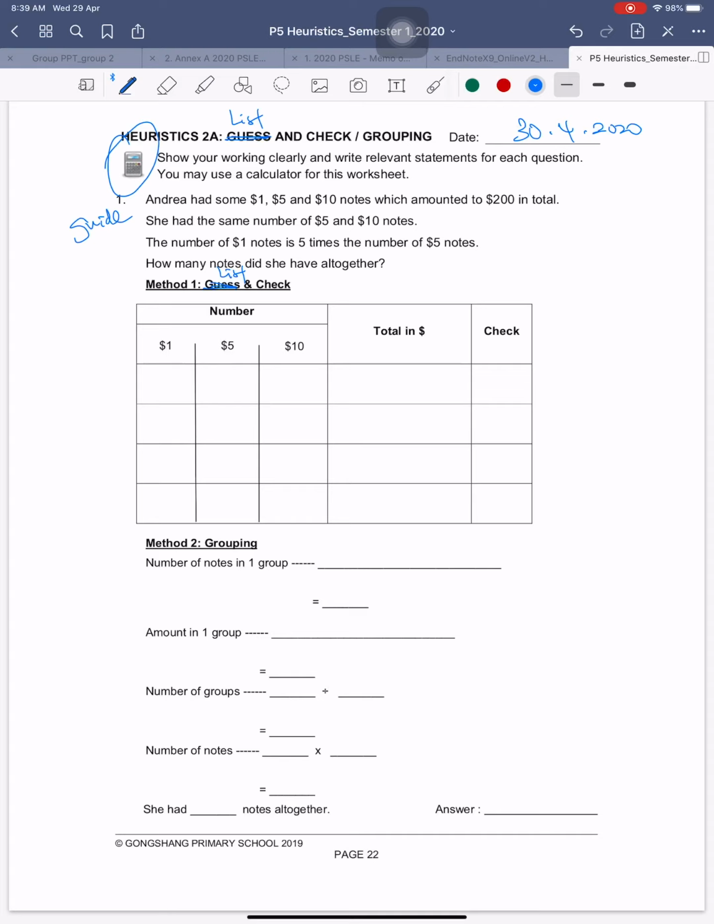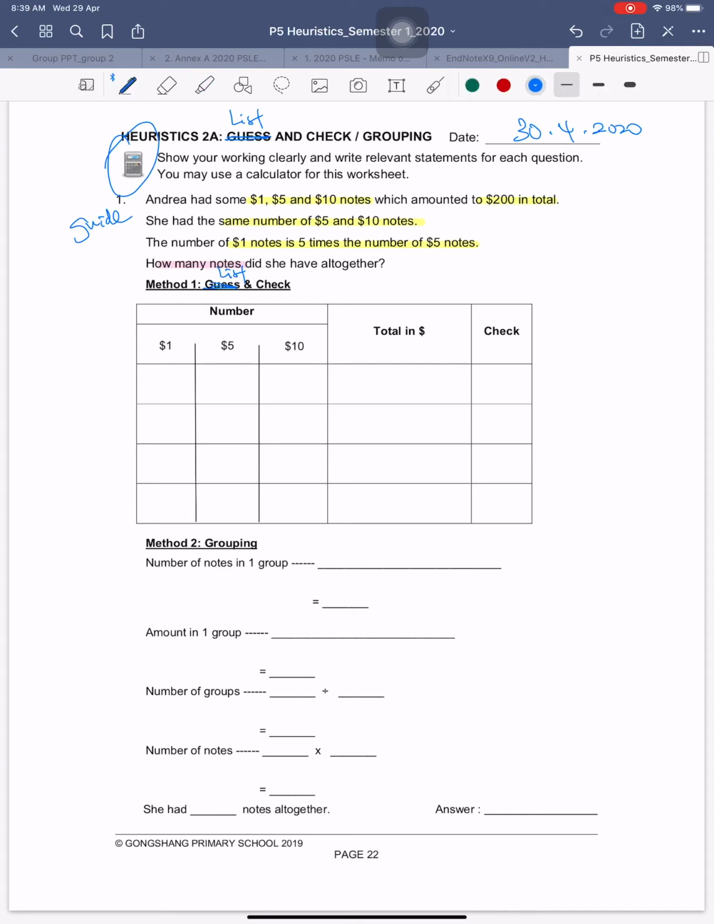Alright, so for question number 1, Andrew had some $1, $5 and $10 notes. So that's the first condition that we're looking at, which amount to be $200 in total. He had the same number of the $5 and the $10 notes, and the $1 notes is actually 5 times the number of the $5 notes. And the question asks you how many notes did he have in total.